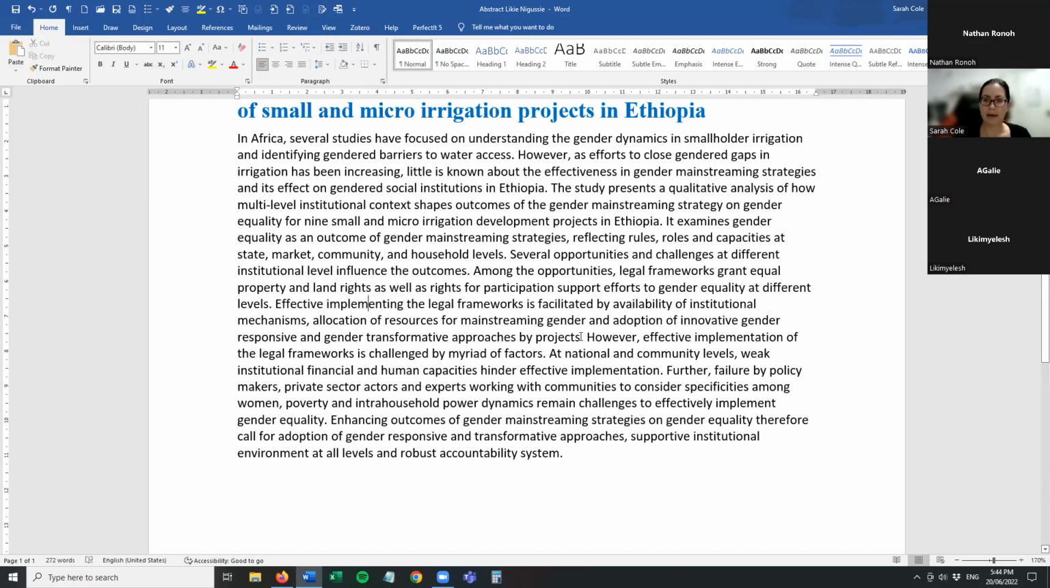And they're still talking about the results here, but implementation is challenged, and talking about some further results here. Further failure by policymakers. Sorry, just reading this. Okay. So this is going into these sentences here, which is fantastic. These sentences here are going into the wider implications of the results from their study. They're saying that failure by the policymakers and such will be challenges to implementing gender equality.